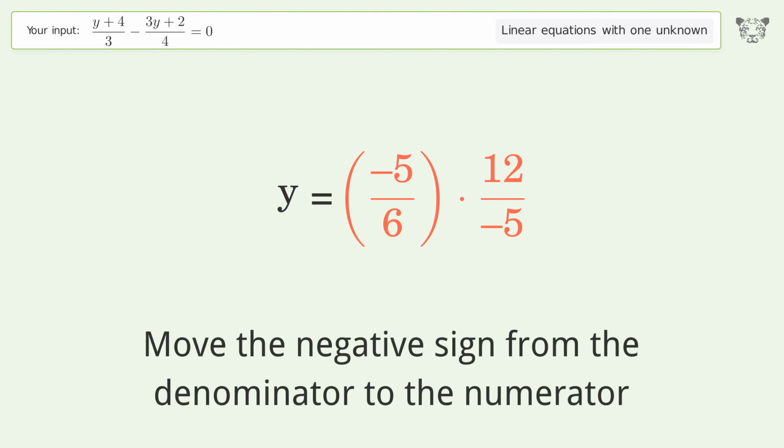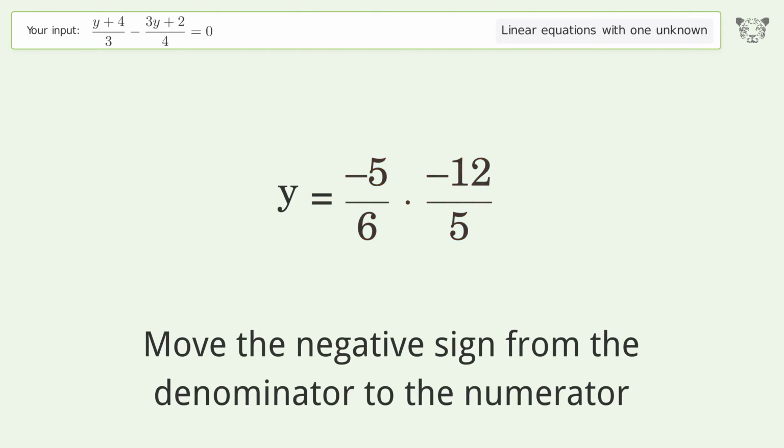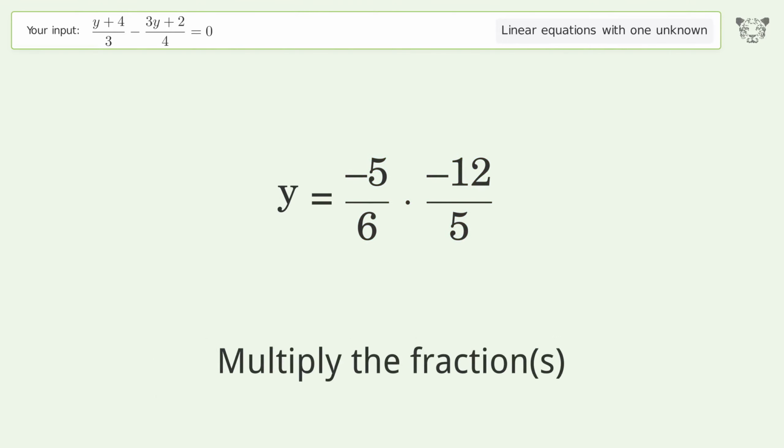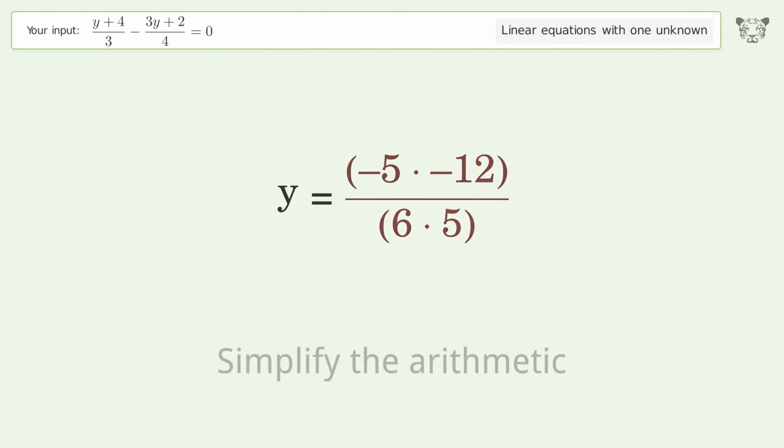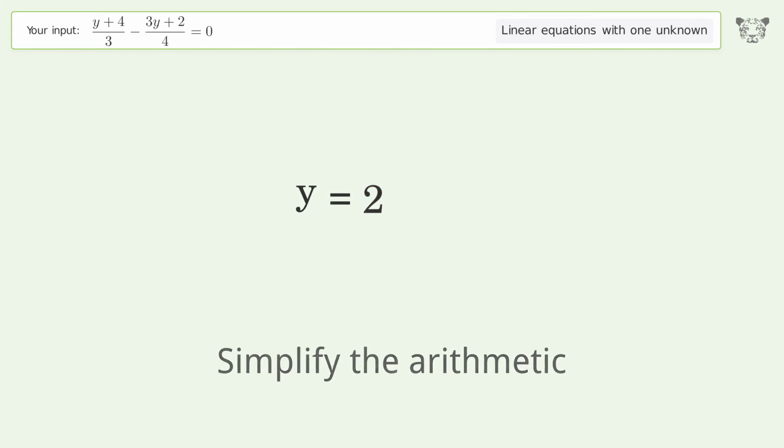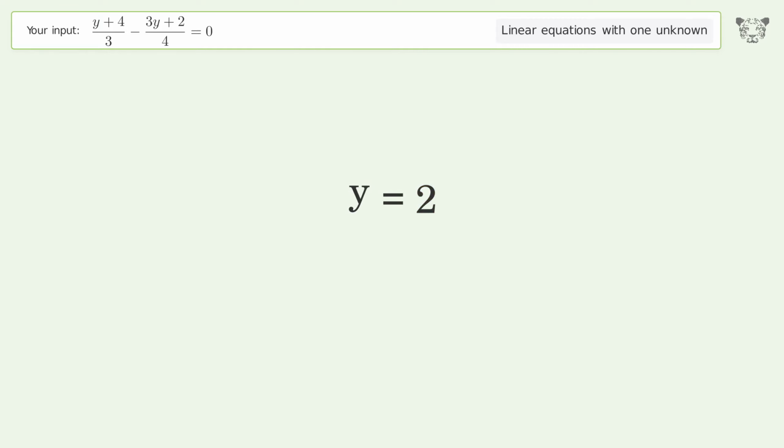Move the negative sign from the denominator to the numerator. Multiply the fractions. Simplify the arithmetic. And so the final result is y=2.